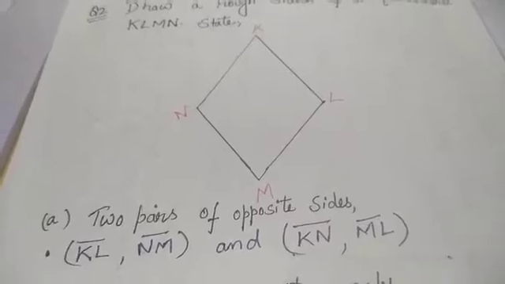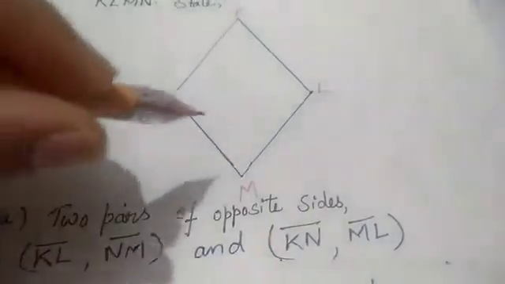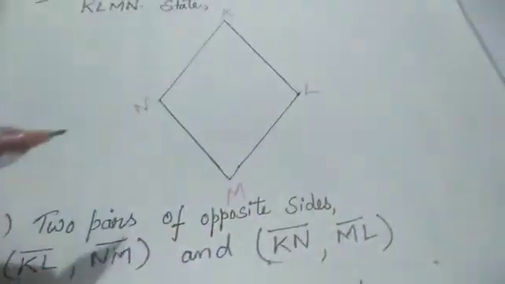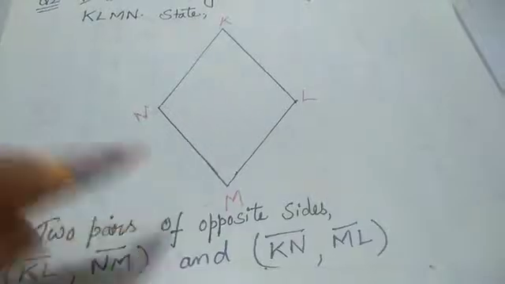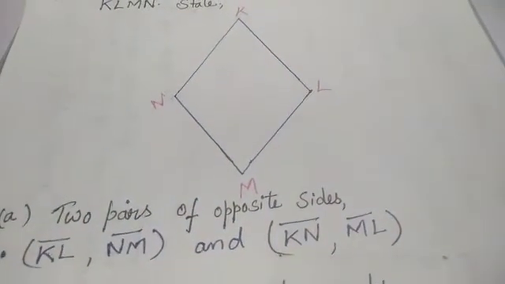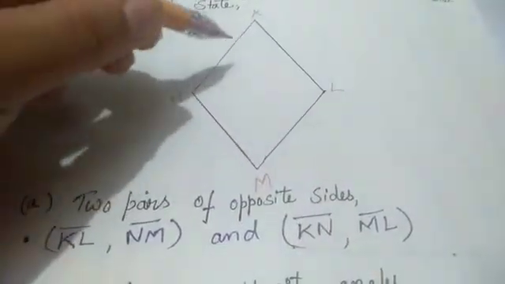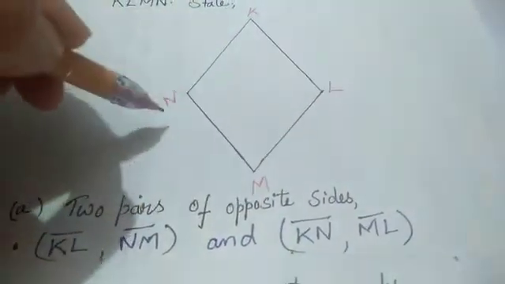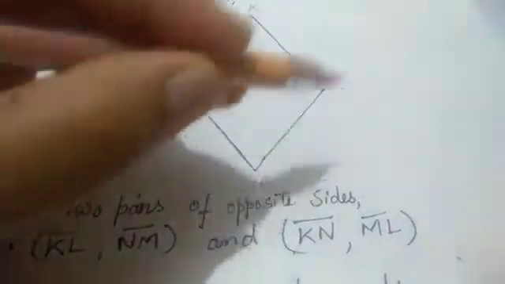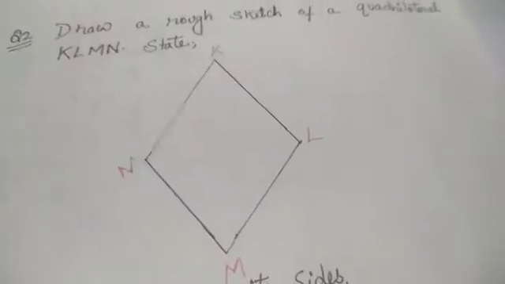Two pairs of opposite sides. Opposite sides means KL. Sides are the line segments, so we will denote like this. KL, and opposite is NM. You can also name it LK or MN. It is your wish how to name the line segment. And the opposite side, first pair is this and second pair is KN. Line segment KN and line segment ML. You can also name it NK or LN. It's your wish to name in your way. These are two pairs of opposite sides of this figure.